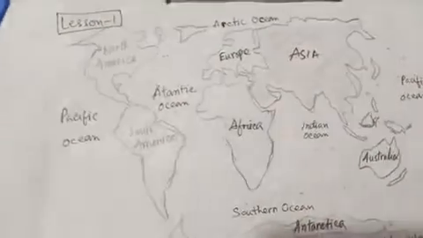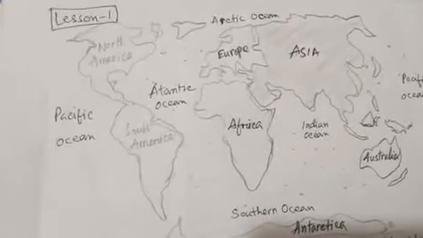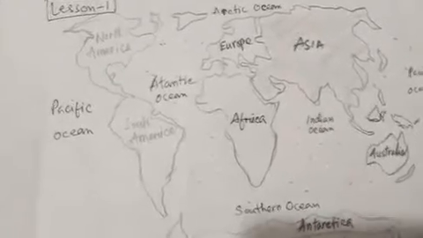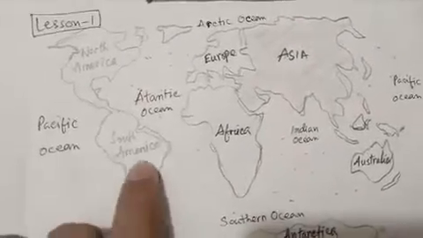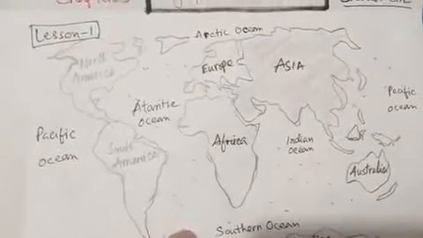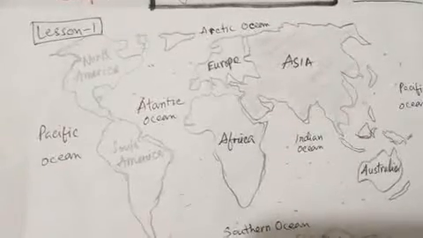So let's start lesson 1. Lesson 1 is all about geographical introduction to countries. There are 7 continents, and I think you know them already: Asia, Europe, Africa, North America, South America, Australia, Antarctica. These are the 7 continents in the world.